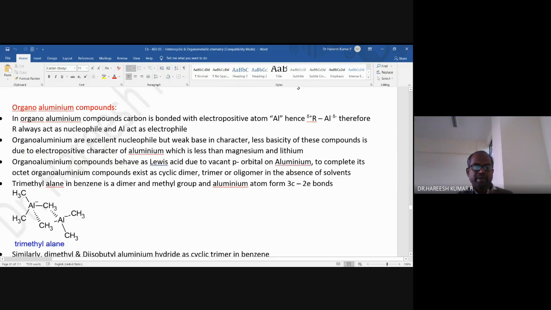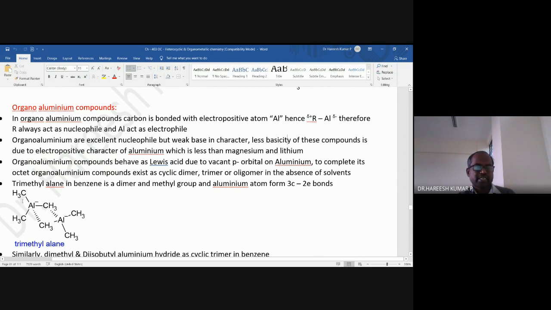One example I am taking is trimethyl alane. Here alane means aluminum, so aluminum is bonded to three methyl groups, and such a compound is called trimethyl alane. Trimethyl alane in benzene, which is a non-polar solvent, is available as a dimer. So this is the structure.